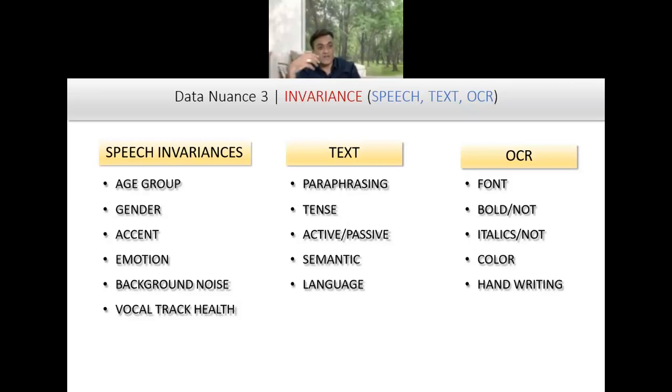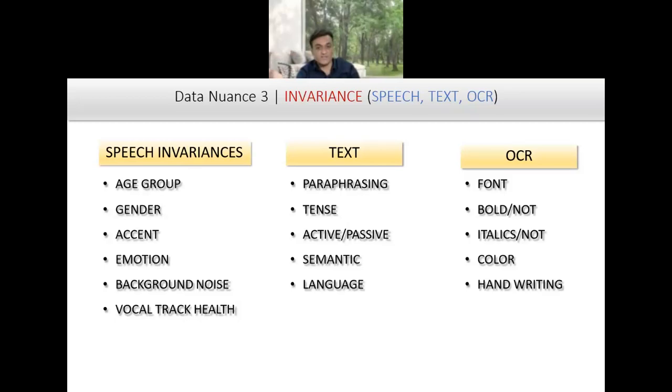Emotions are different while speaking something. If you are happy and you speak something, if you are disgusted and you speak something, if you are sad and you speak something, there are again variations in the data. As I told you, there is lots of background noise. There is vocal tract health. A person having some sort of problem in the vocal tract may have a different generation of the speech signal. So this is related to speech invariances. In case of text, we have different paraphrasings. All of the participants are given a task to write 10 lines on a dog. Maybe the paraphrasing of the sentences would be different. Tense may be different. Active passive mode may be different.